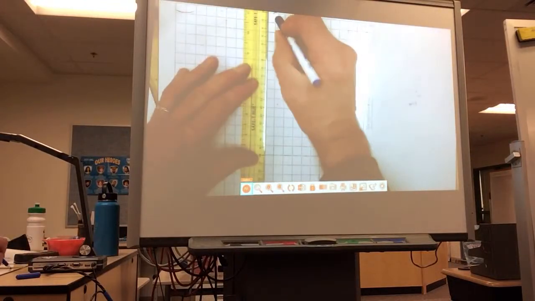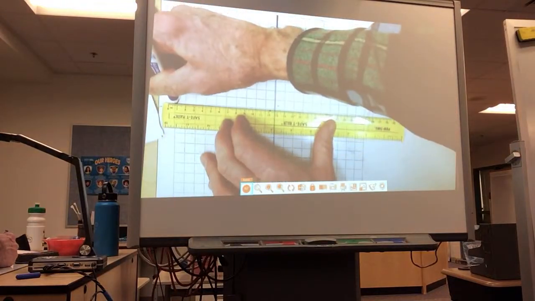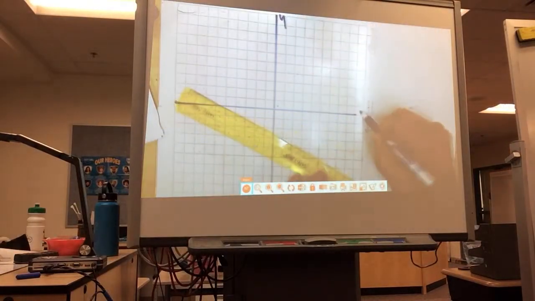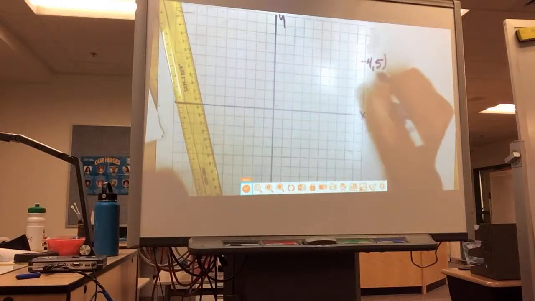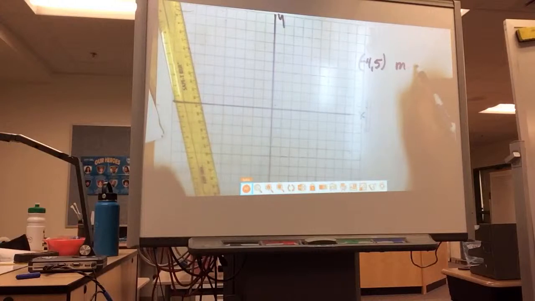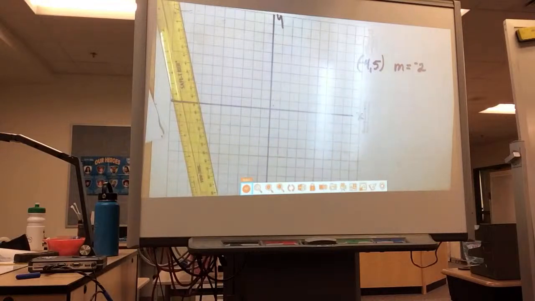Do another one. Go to the point -4, 5. And then drawing a line that has a slope of -2. So if you're given that much information, what do you have to go through to get it done? Step 1. What's that? Put the point on.